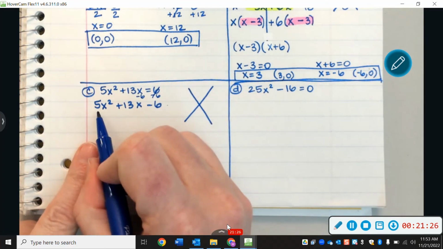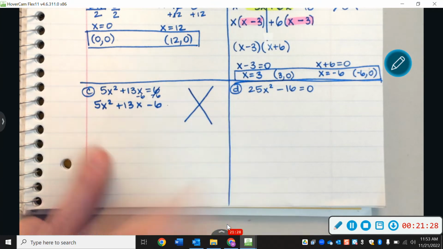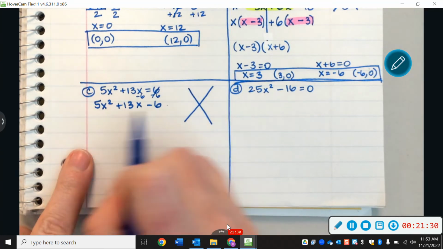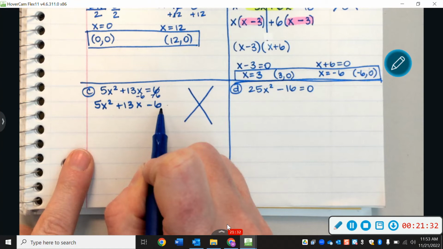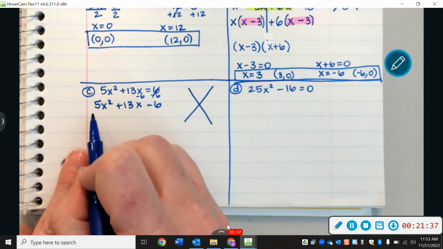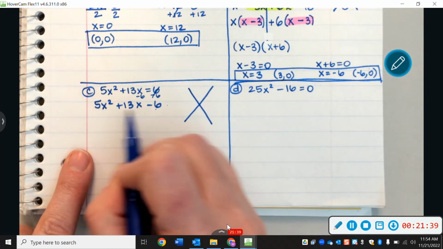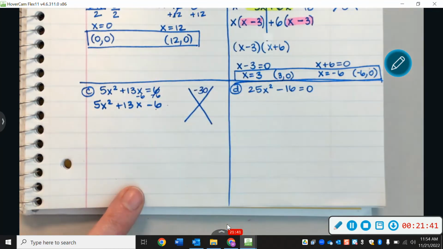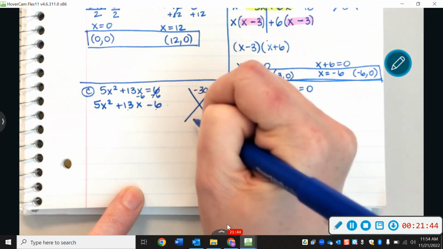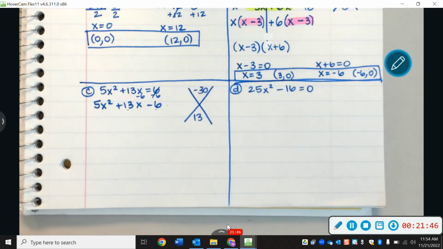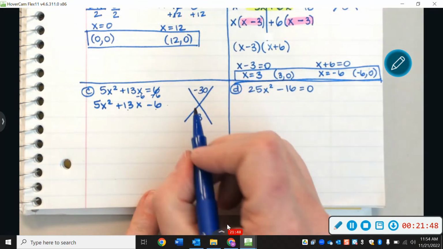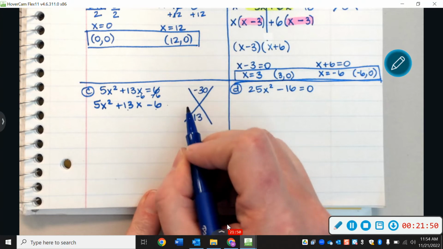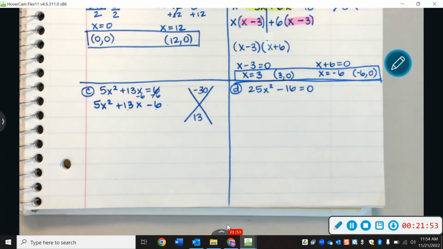All right, I'm noticing there's nothing that divides into all three of these. They don't have a number in common, they don't have an x in common, so there's no GCF for this one. So we're going straight to the number puzzle. A times C, so 5 times negative 6, gives me negative 30. My B value is positive 13. And I'm looking for two numbers that multiply to negative 30 that add up to 13. So pause for a moment, see if you can find the solutions to that number puzzle.